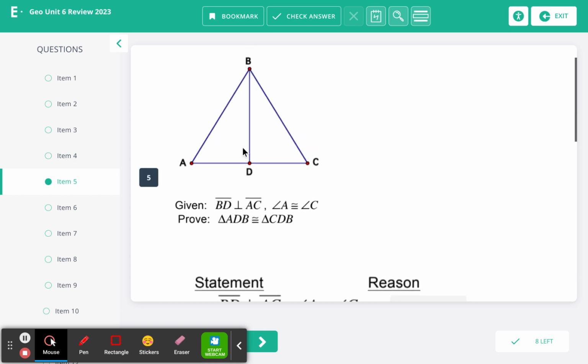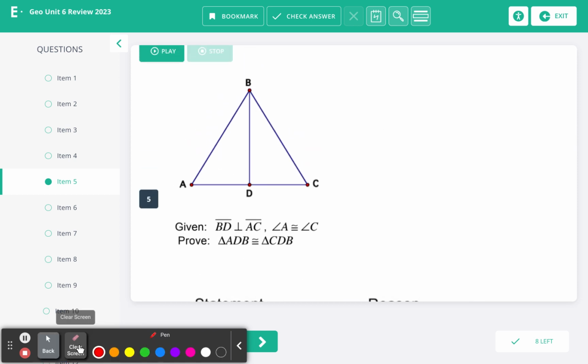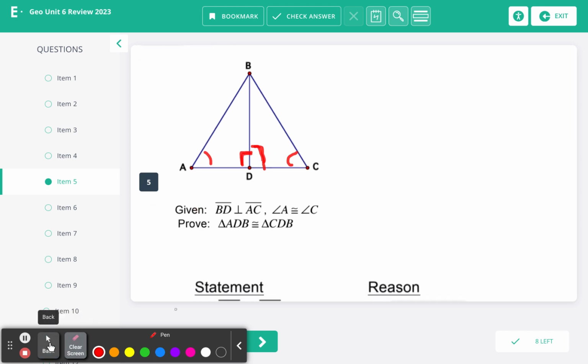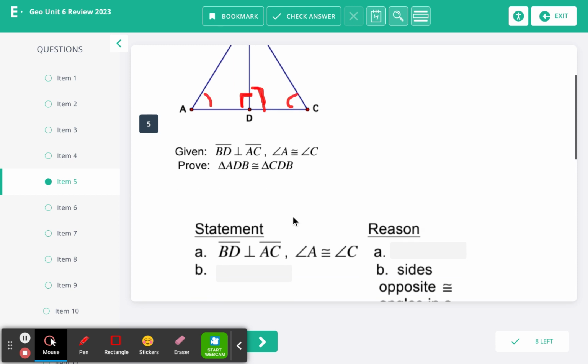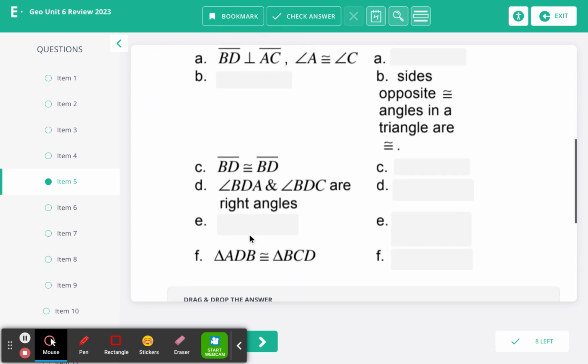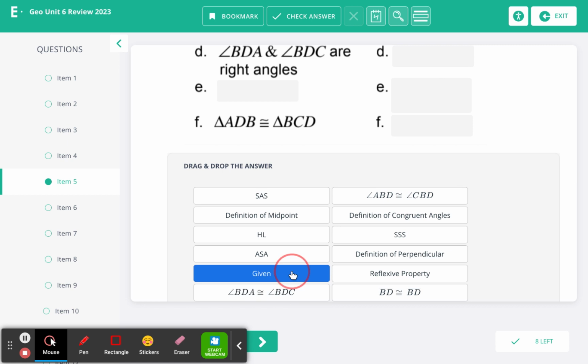So starting at the beginning, I'm going to mark down the parts that are given. It says BD is perpendicular to AC. Well, if these two things are perpendicular, I know that because of the definition of perpendicular, we're going to get some right angles, and right angles are going to be congruent. We're also told that angle A is congruent to angle C. Let's go down and see how the proof is going to move through here. We have our given statement first, so we're going to put given in there for the first thing.